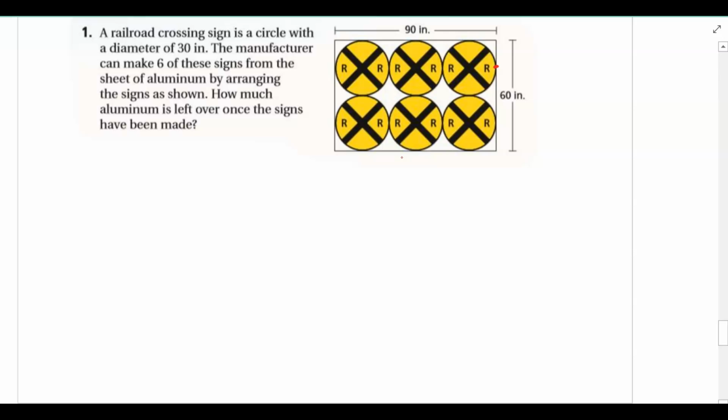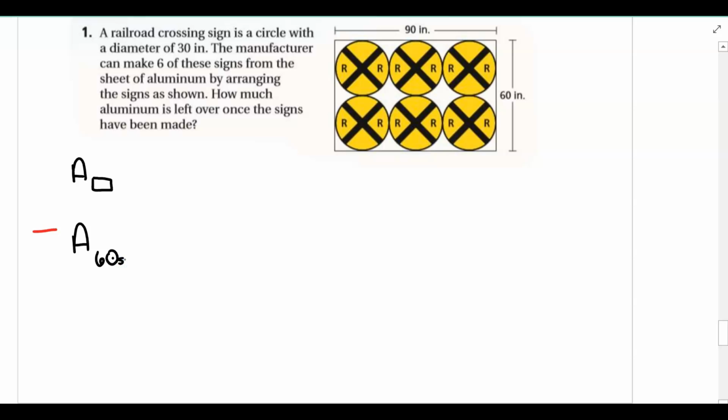The manufacturer can make 6 of these signs from the sheet of aluminum by arranging the signs as shown. So how much aluminum is left over once the signs have been made? So really what they're looking for is, hey, here's your 90 by 60 aluminum sheet. Here are the circles that are being cut out of that sheet. So how much is left over? So what we want to do is find the area of the rectangular aluminum sheet, and then we want to subtract the area of 6 circles.